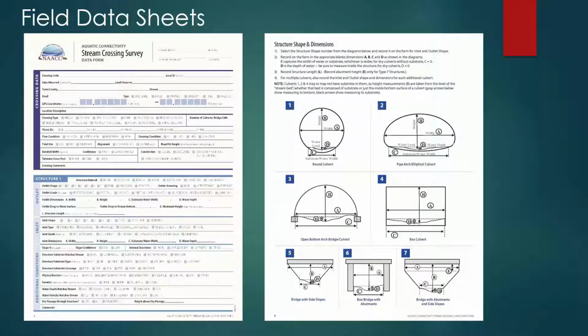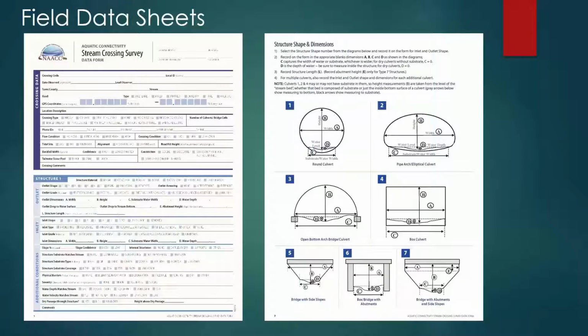And then for each structure, we do a multitude of measurements on the inlet and outlet. Going to the second picture here, you can see the structure shapes and what we measure in terms of dimension for each structure: round culvert, pipe arch, elliptical, open bottom arch, box culvert, and there are 3 different kinds of bridges: bridge with slopes, bridge with abutment, and bridge with abutment and side slopes.